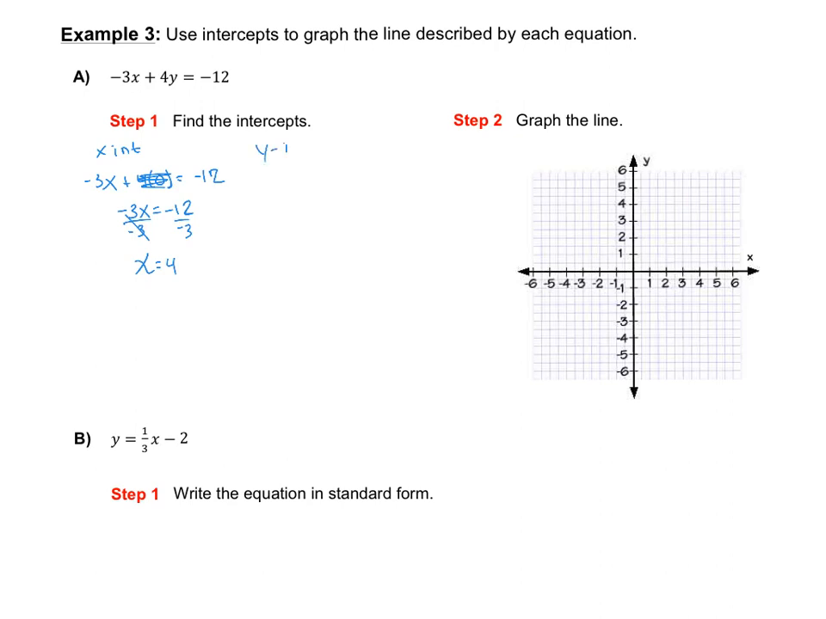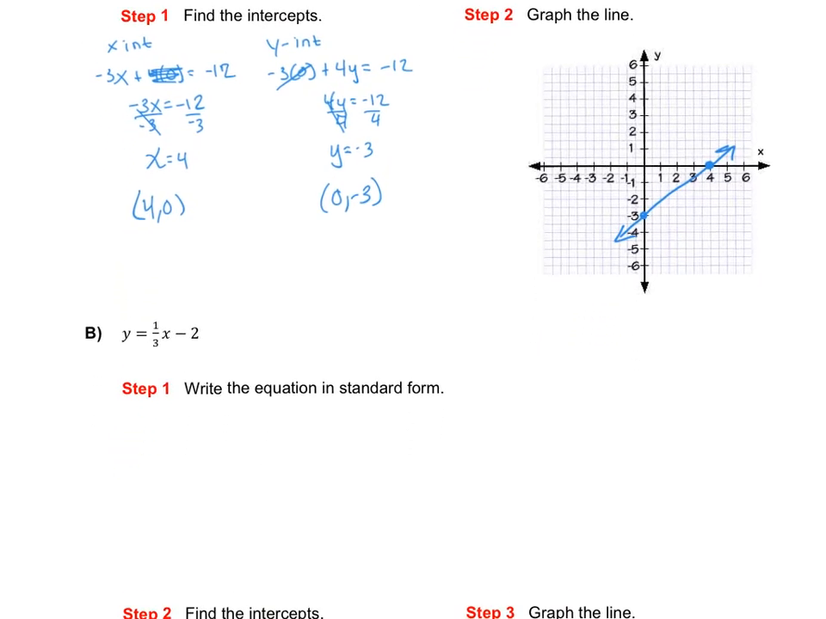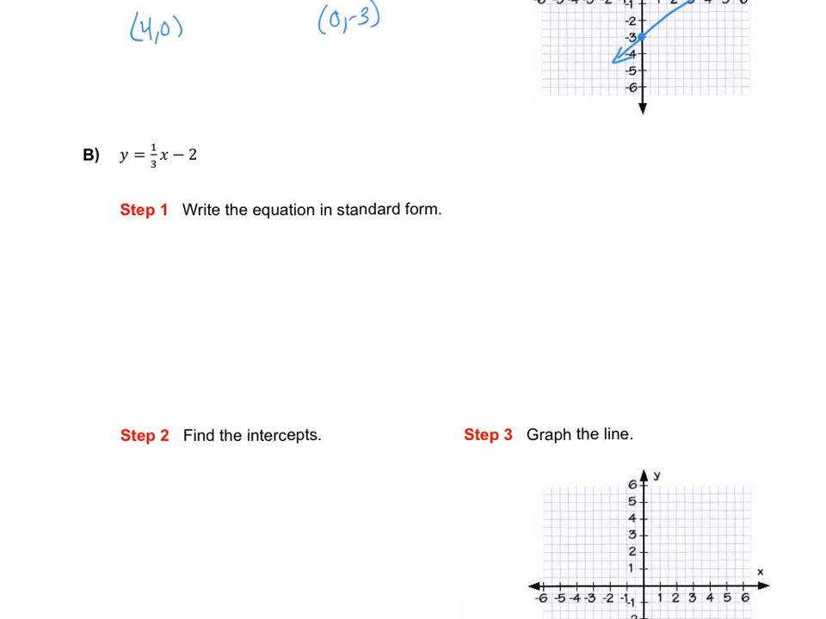And I do the same thing for the y-intercept. So I'm going to plug in 0 for x when I'm finding the y-intercept. That's gone, so we get 4y equals negative 12, divide both sides by 4, and y equals negative 3. So my coordinates should be at 4, 0, and 0, negative 3. Let me graph that, 4, 0, and 0, negative 3. And look at that, I have a line. Just connect those two dots, and there's the equation of my line.